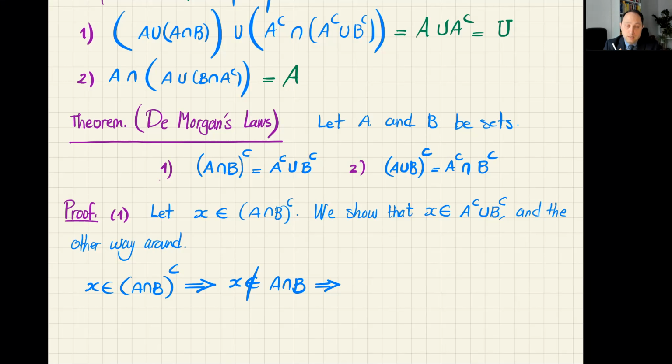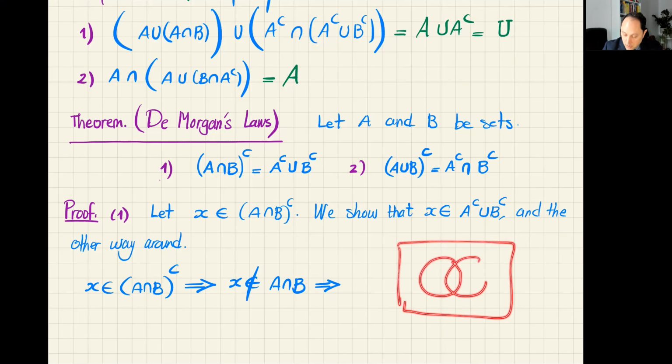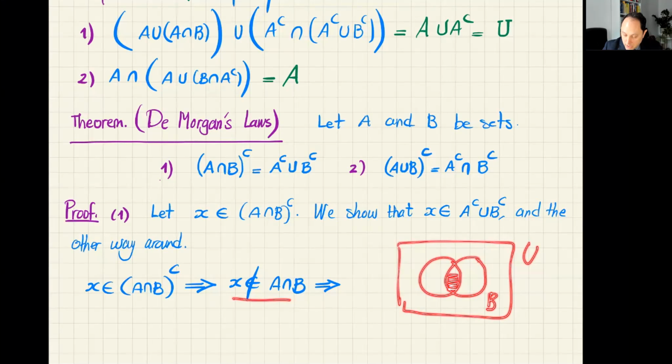No, you cannot immediately jump from this. Why do you say so? Because, for example, let me draw a diagram for you. If this is A, this is B, and this is U. I am telling you that X does not belong to the intersection. So what I know is that X is not here. This is forbidden for X. Of course, it might be here, it might be here, but it also might be here. So I cannot say that it is in the union.